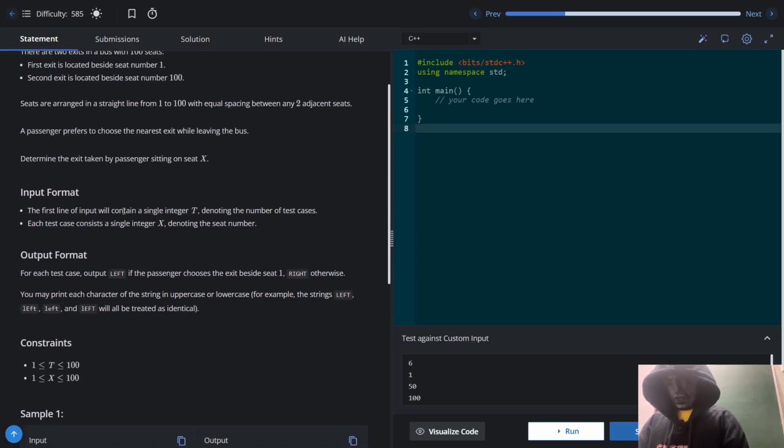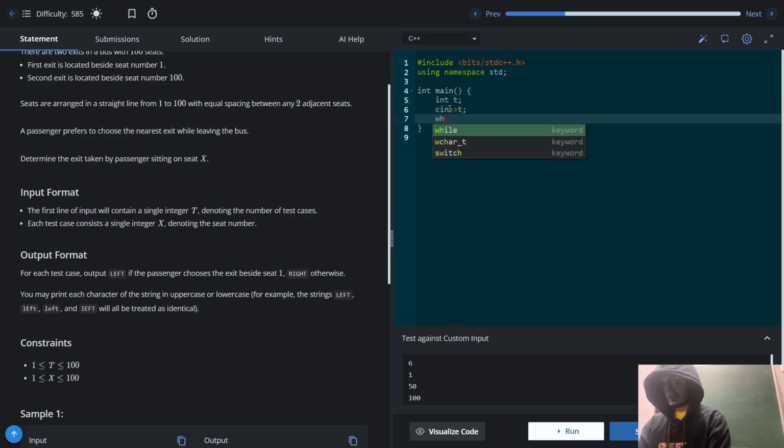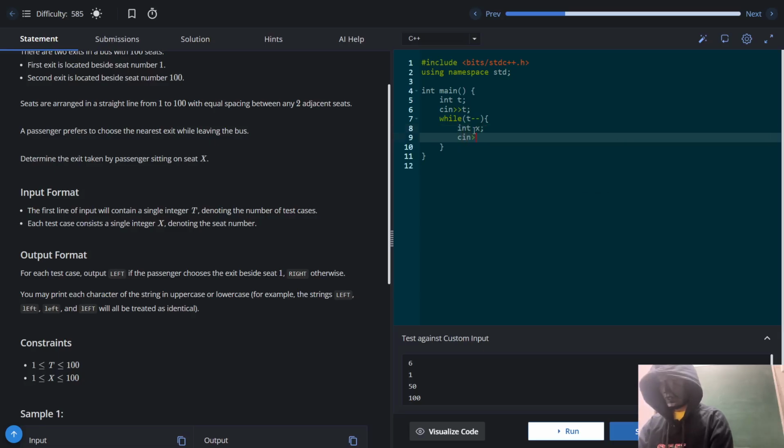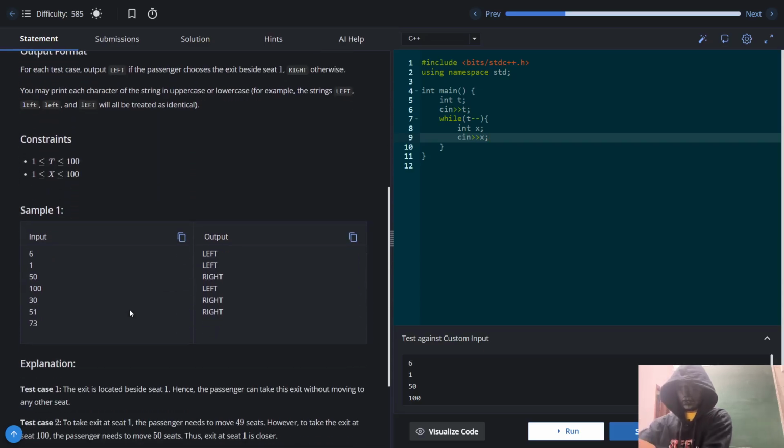The first line of input will contain a single integer t denoting the number of test cases. So let us take care of the test cases: int t, one variable t which will take care of all the test cases. Each test case contains a single integer x denoting the seat number. For each test case, output left if the passenger chooses the exit beside seat 1, otherwise right. Let's try to understand the example.